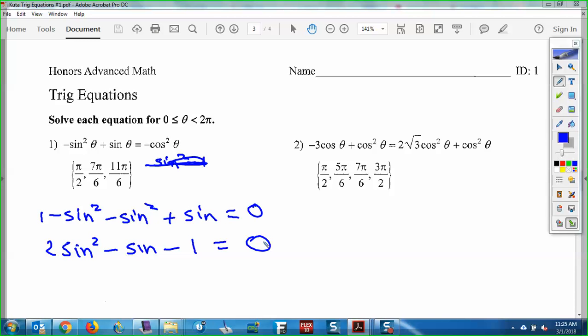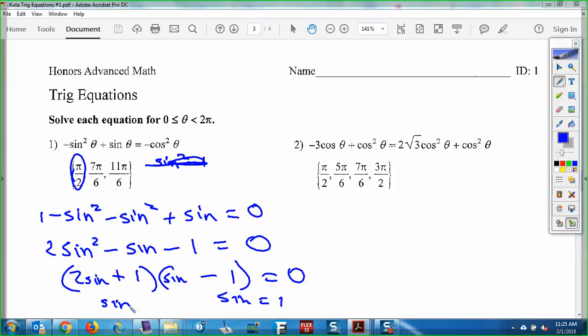Did you get to that point? Yeah. Is that what you have? Right, all I'm doing, I'm adding those up, that's negative 2, but I don't like my leading coefficient negative, so I'm dividing everything by negative, so switch the sign. So now it's a FOIL, I think, isn't it? So we're going to have 2 sine, sine. You see what happened? There's going to be a minus, there's going to be a plus. So sine equals 1, that's going to be your pi halves. And sine equals negative 1/2, that's going to be your 7 pi 6 and 11 pi 6.